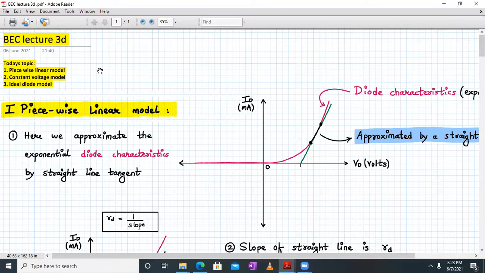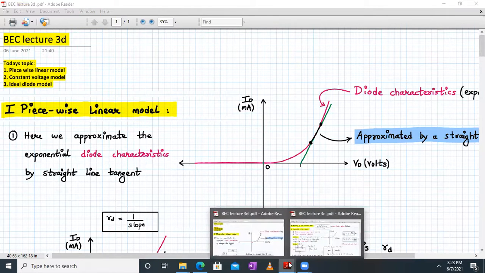Hello everyone, welcome to BEC lecture number 3D. Today we are going to cover further the diode models, that is the piecewise linear model, the constant voltage model, and at the last we will look at the ideal diode model.